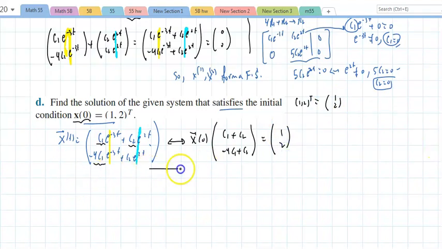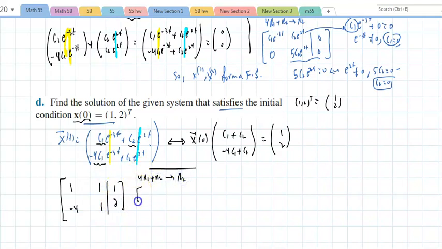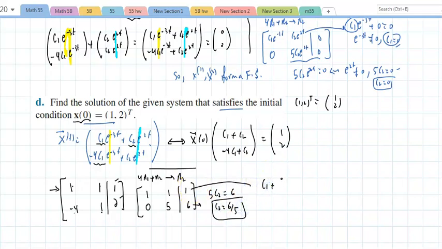So if I really write this in augmented matrix form, it looks like a 1, 1, negative 4, 1, and a 1, 2. So to solve, I will take 4 row 1 plus row 2, put the result in row 2. So 1, 1, 1. Multiply this by 4. 4 plus 4 is 0. 4 plus 1 is 5. And 4 plus 2 is 6. So this tells me that 5C sub 2 equals 6, C sub 2 equals 6 fifths. And C sub 1 plus C sub 2, but C sub 2 is 6 fifths, equals 1. C sub 1 equals 1 minus 6 fifths, which is negative 1 fifth.